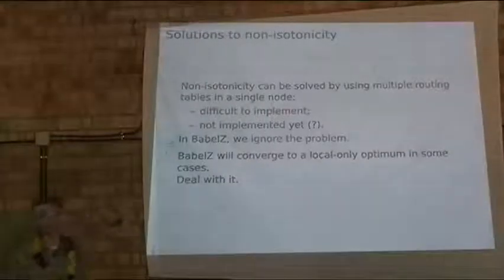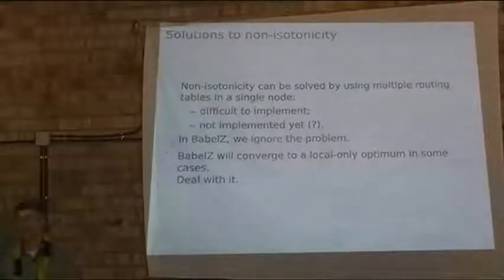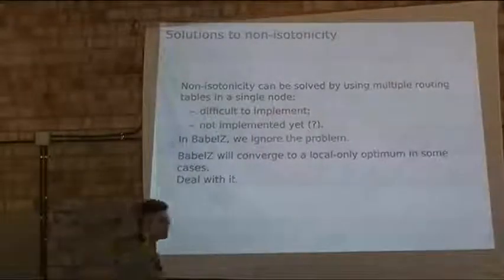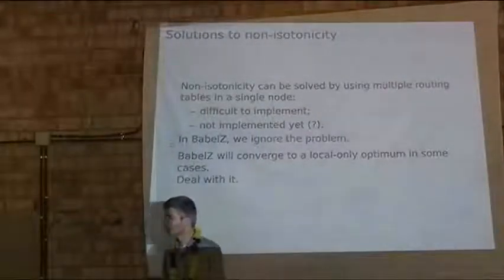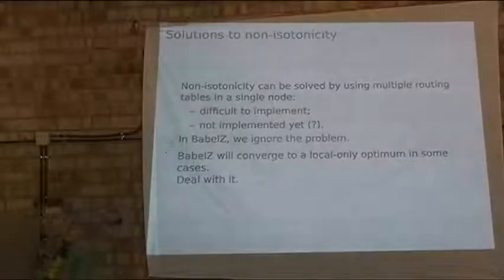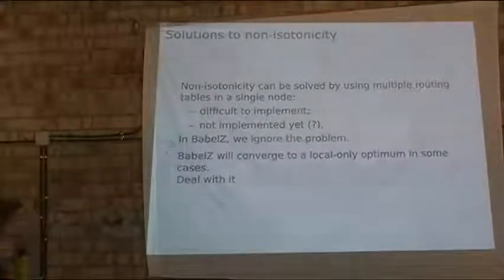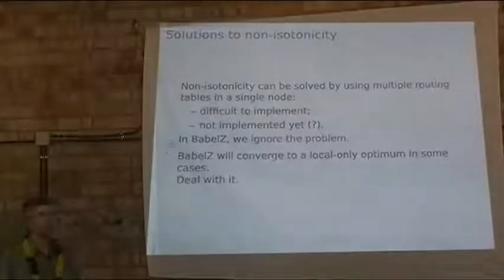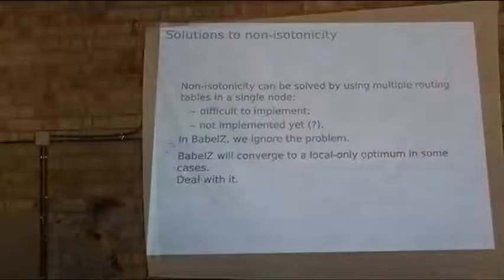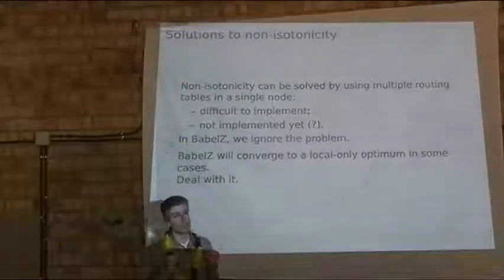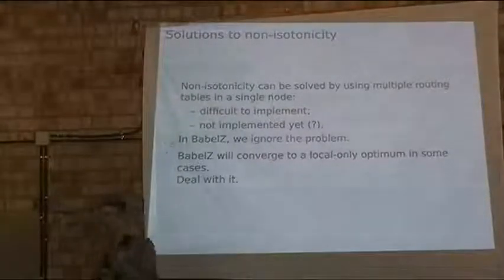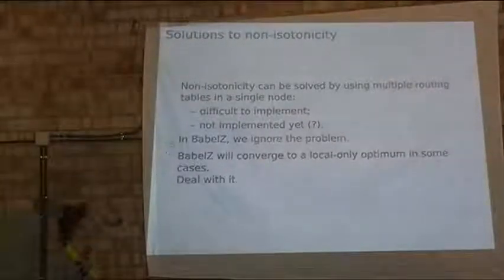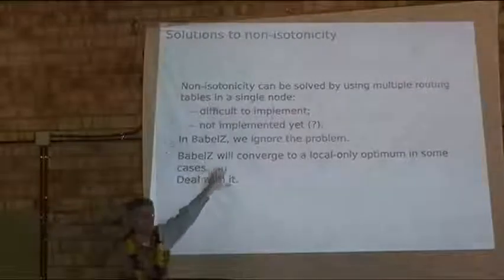Proper solution. Let's change the structure of our routing tables and use multiple routing tables, one per incoming interface. So allow B to route differently its own packets and packets coming from A. And the trouble with that is that it's difficult to implement, even if you use only one operating system. If you do it only for 2.6 Linux, you're still going to have a lot of trouble with it. And as far as I know, nobody has implemented it yet.